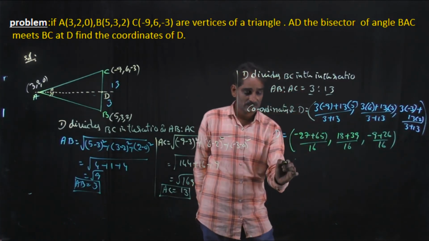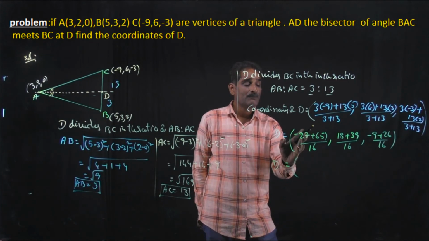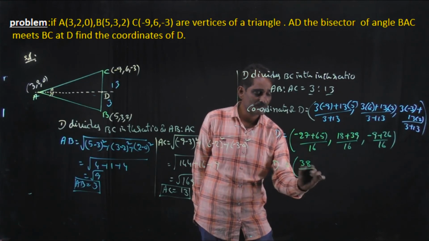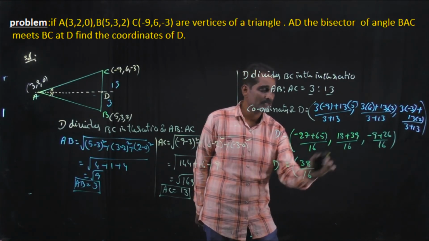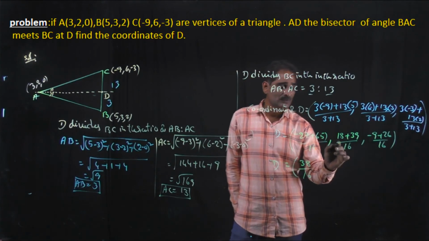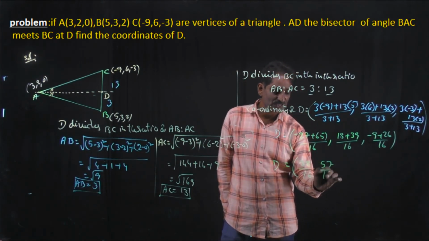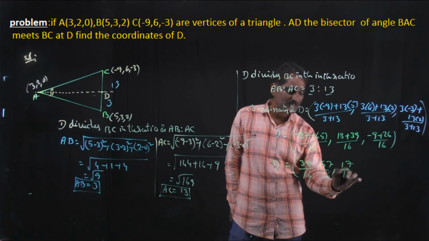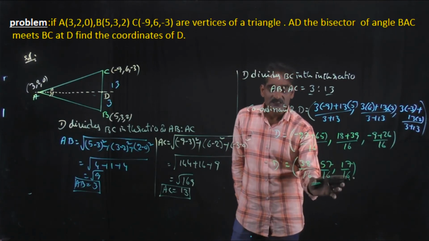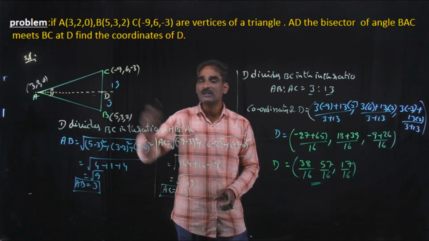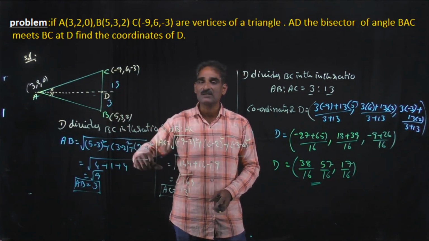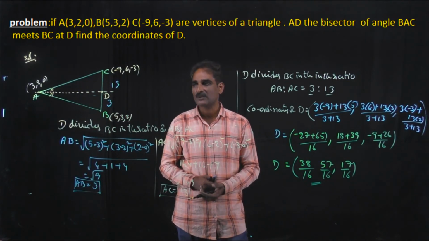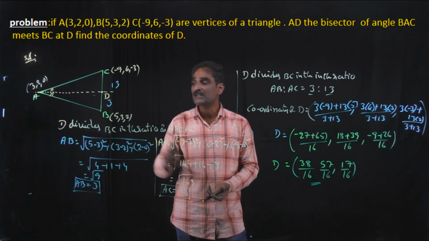Now see, the coordinates of D is equal to minus 27 plus 65, 38 by 16. Okay, next 18 plus 39, 57 by 16. Next 26 minus 9, 17 by 16. These are the coordinates of the point D, which divides BC. So AD is nothing but the angular bisector of A. Okay, this is the way how to find the coordinates of this point, right?